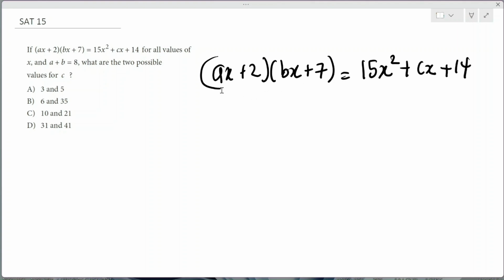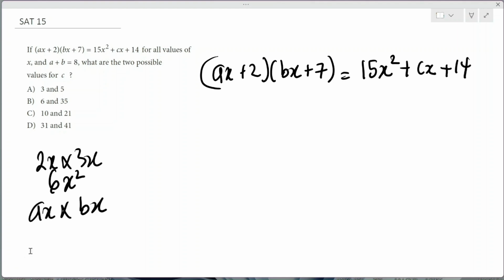Let's expand this. You have ax times bx. This ax will multiply this bx and this 7. Let's start with that first. In math, you have to try things that are mathematically allowed. So you have ax times bx. Ax times bx is the same thing as saying 2x times 3x. You have 2 times 3, that's 6. X times x, that's x squared. So you have ax times bx is a times b is ab, then x times x is x squared. So you have abx².